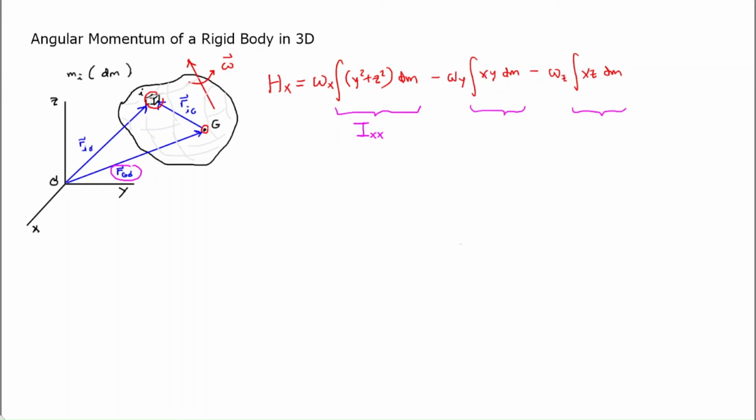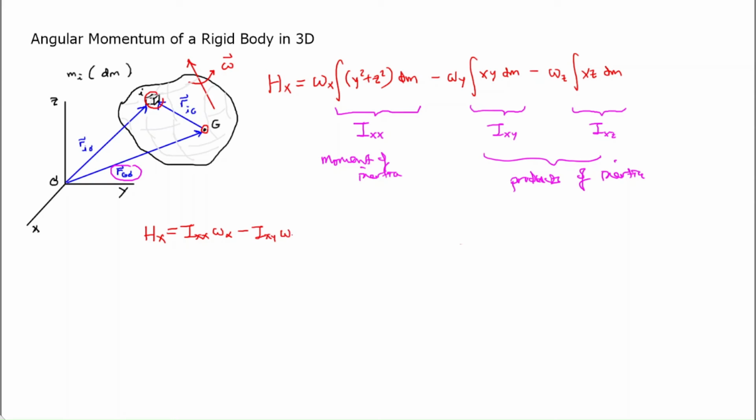Okay, the integral of xy dm, this is called the product of inertia, xy. And then likewise down here, integral of xz dm, that's the product of inertia x sub z. Okay, so these two guys are called products of inertia. And this first one, a moment of inertia. Well, in any event, we now have a formula for h sub x. This h sub x is I sub xx omega x minus I sub xy omega y minus I sub xz omega z.